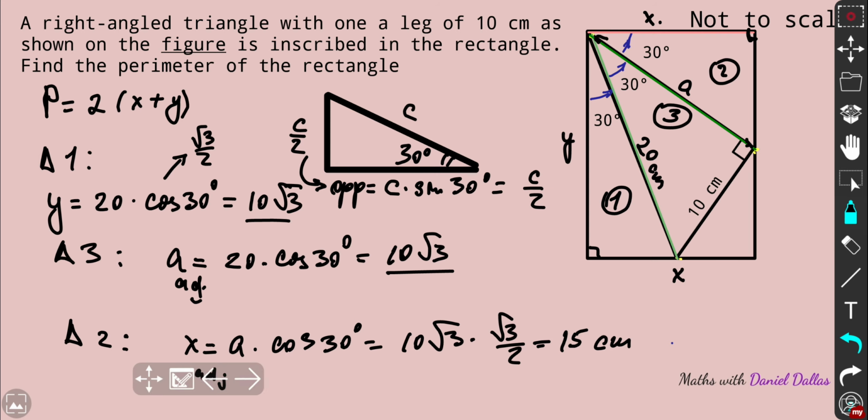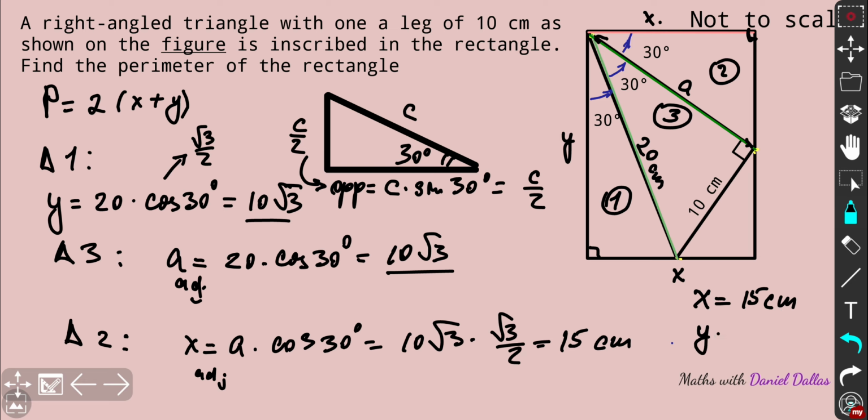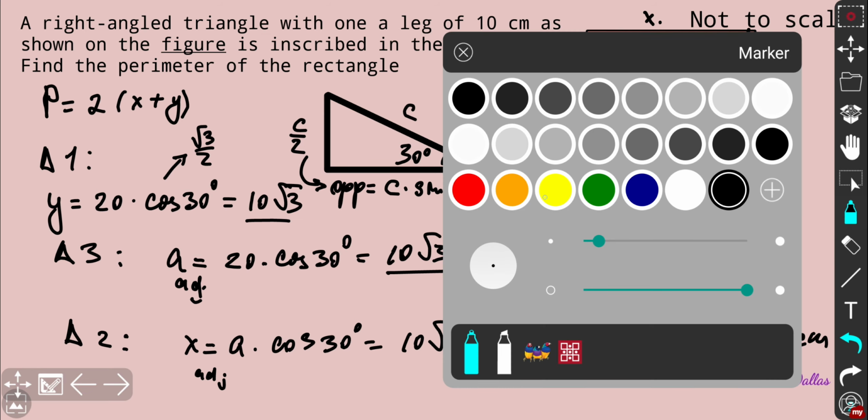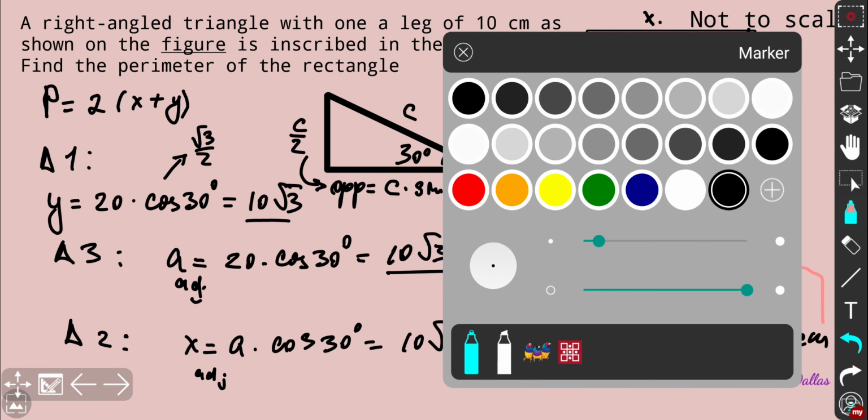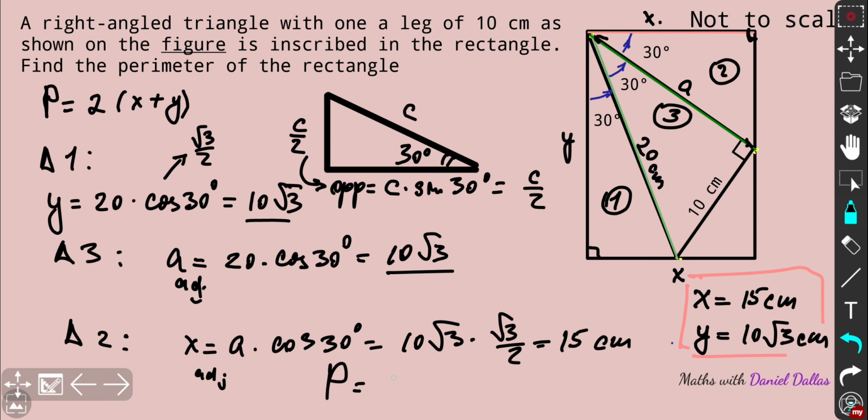So just use them now. Side x is 15 centimeters that we recently found, and y is 10 square root of 3 centimeters. Now we can plug that into the formula for the perimeter and simply write the final answer for our question. So it's 2 times 15 plus 10 square root of 3. You can even factor out 5 from both, so you'll get 10 times 3 plus square root of 3, and that's the final answer for your question.